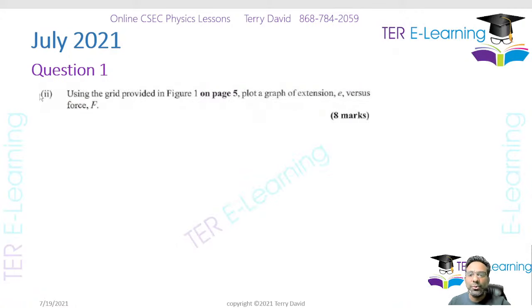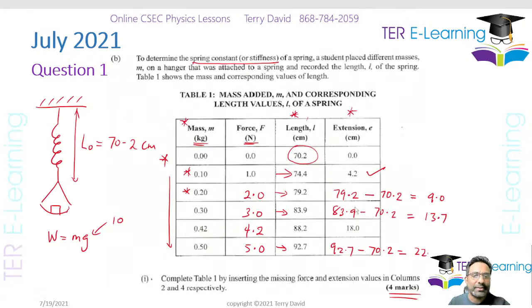They said using the grid, right? Using the grid provided, plot a graph of extension versus force. Now, when you're plotting these kinds of graphs, we need to know what kind of scale we're going to use, right? And you need to choose a scale that occupies most of the graph paper, right? You don't want a tiny, tiny scale. You want something that occupies most of the graph.